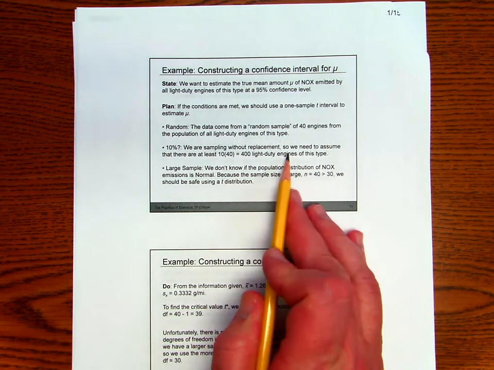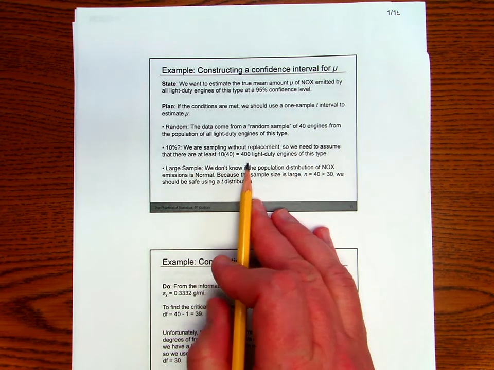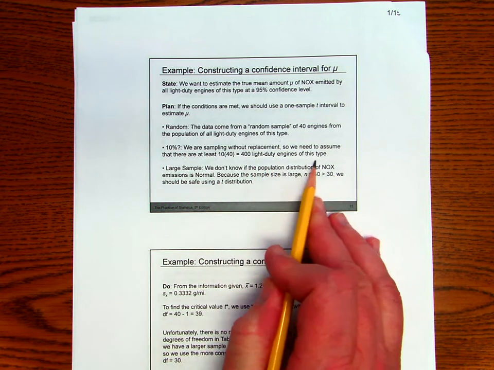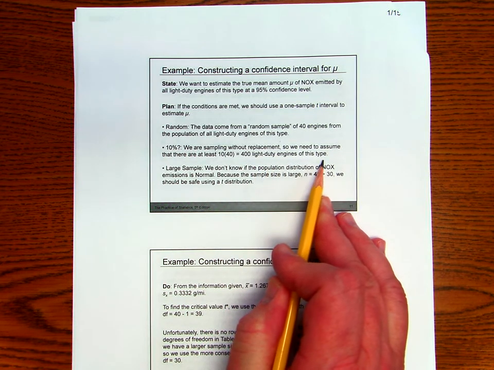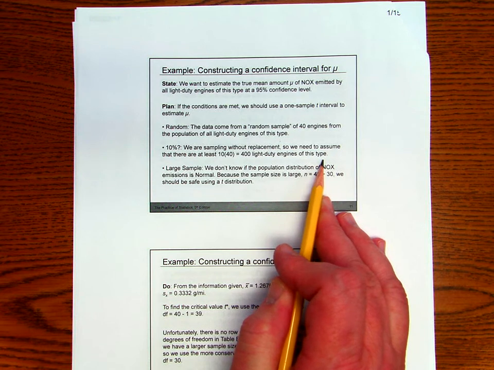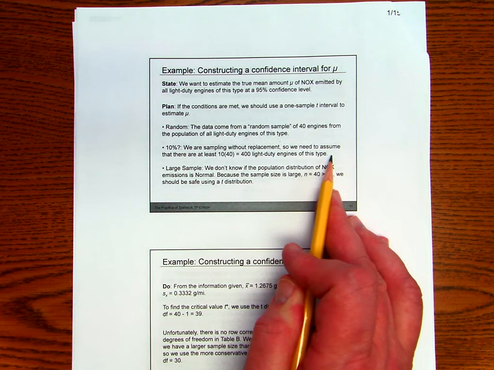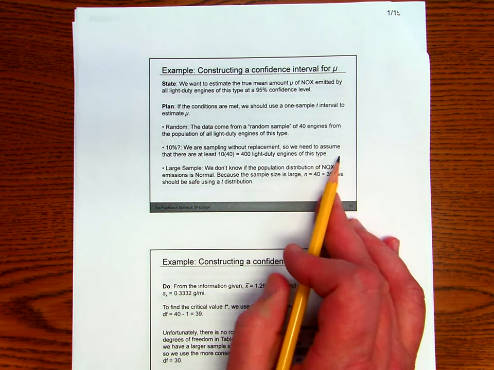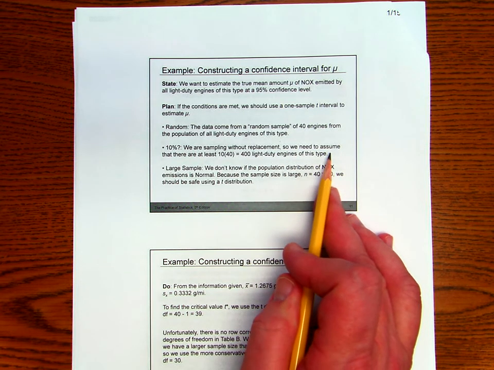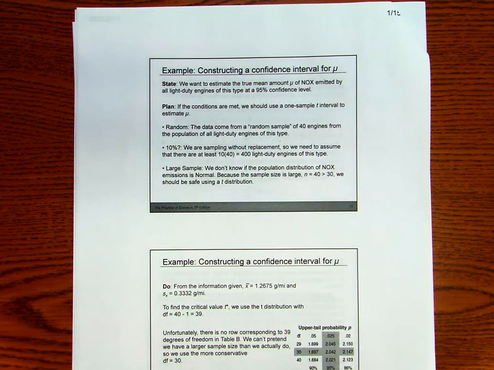Okay, we are sampling without replacement, so we need to assume that there are at least 400 light-duty engines of this type. Okay, if you know for sure that the sample is less than 10% of the total population size, then you don't have to say, and you shouldn't say, we must assume. You don't have to assume anything, you know for sure. If you don't have a number for the actual population size, then you want to include what you're assuming.